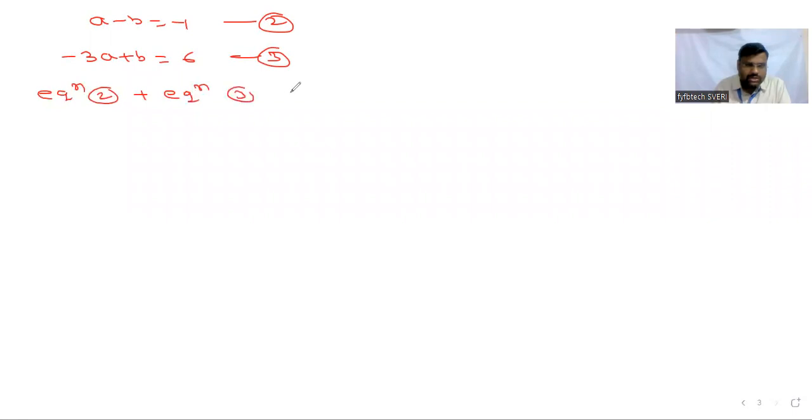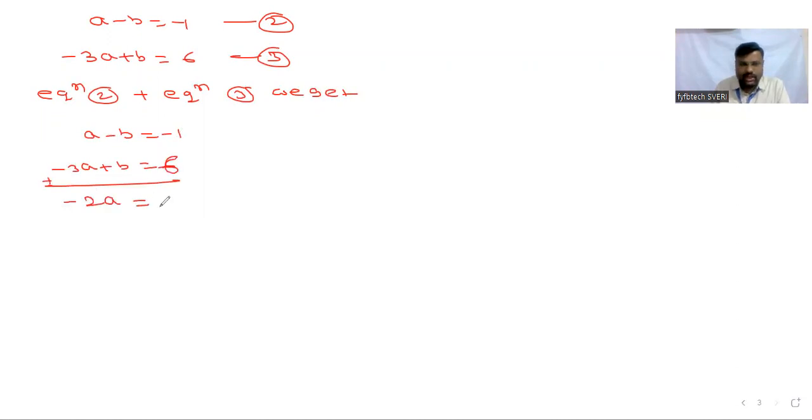So we take equation 2 plus equation 3. We get, what do you get? A minus b is equal to minus 1. Direct केलं तरी चालतं. There is no need to simplify this. What do you get? Minus 2a is equal to 6 minus 1. किती रे? 5. So a is equal to what? Minus 5 by 2.